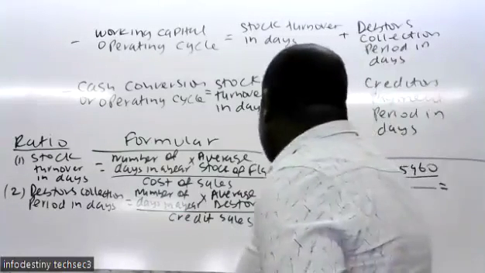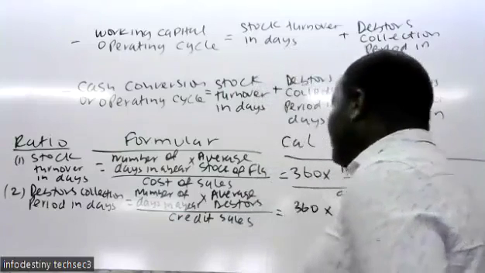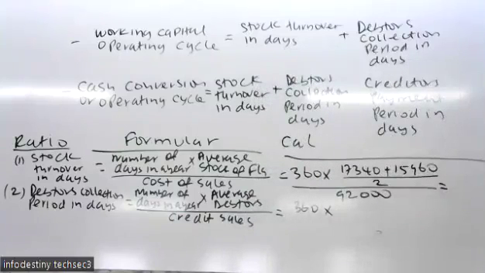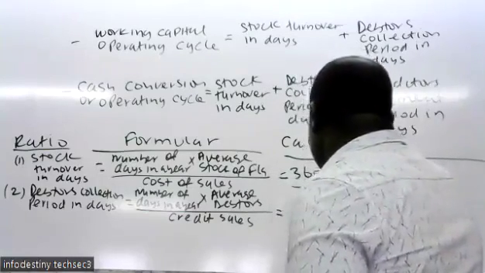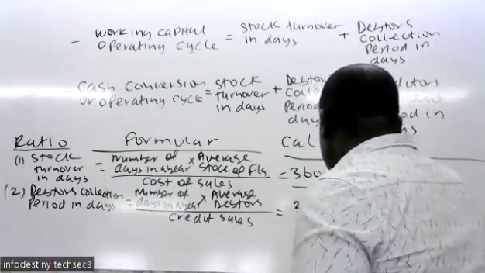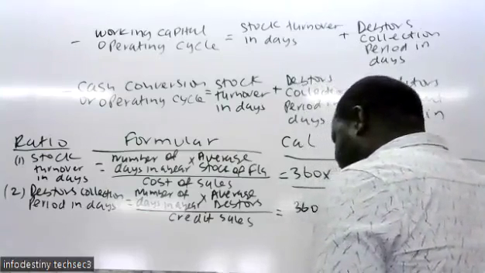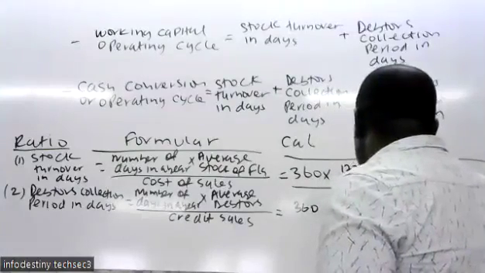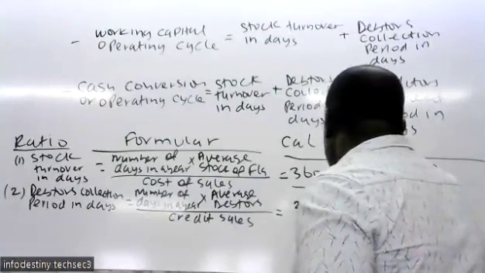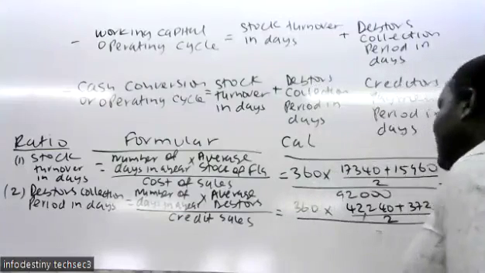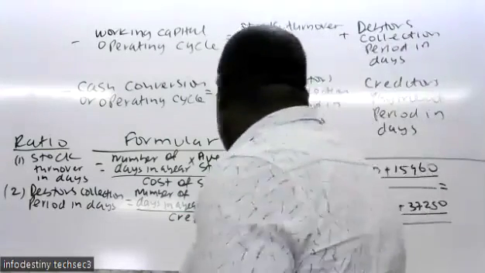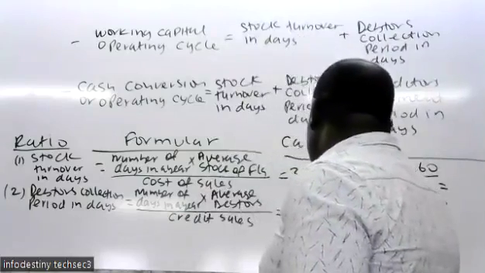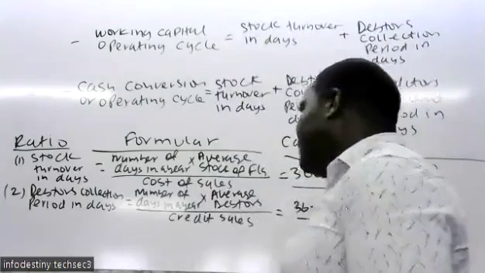So number of days in a year are 360. Debtors are the same as accounts receivable, so you get the average for that. So 42 to 40, then we add 37 to 50, divided by 2. Then credit sales, we assume that all the sales were on credit, which was 120.